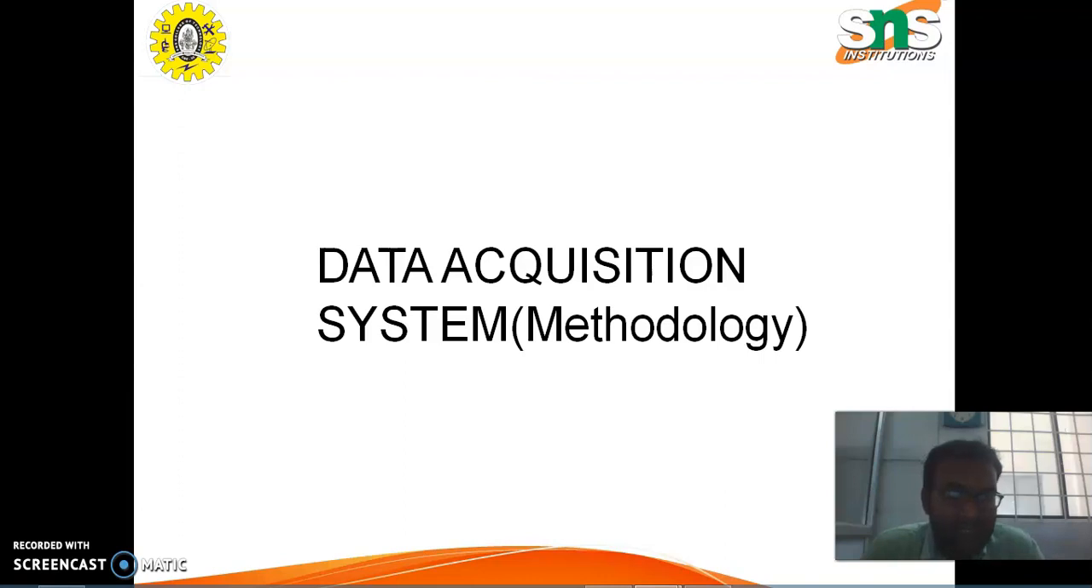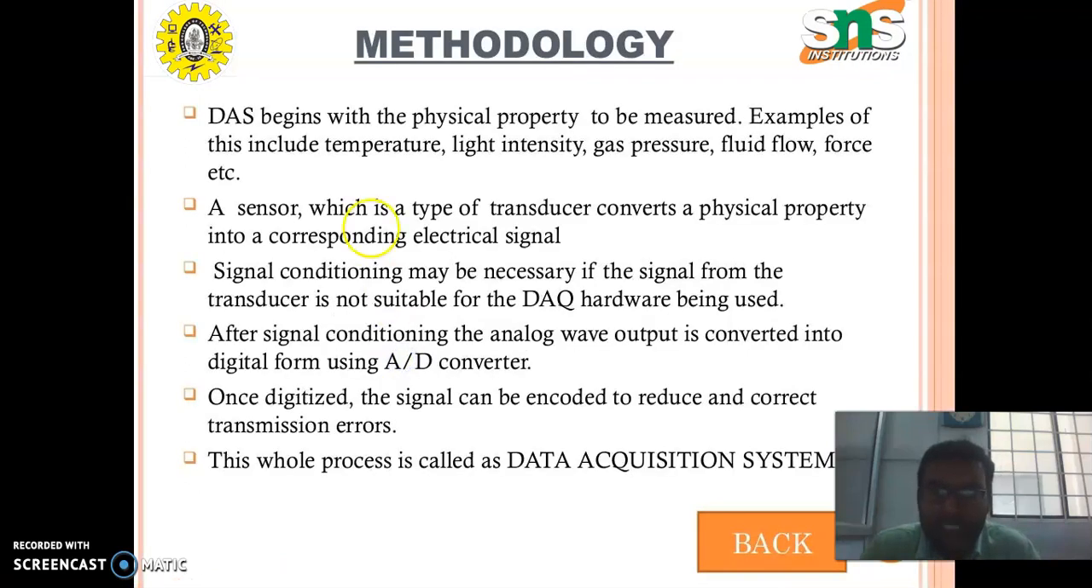In the previous lecture series, we have discussed about data acquisition system and what are all the major components in data acquisition system. In this lecture series, we are going to discuss about the methodology of data acquisition system. What is DAS begins with a physical property to be measured. Examples of this include temperature, light intensity, gas pressure, fluid flow, force, etc.